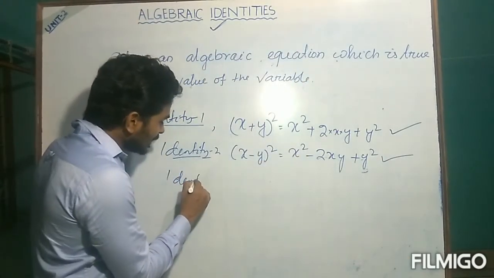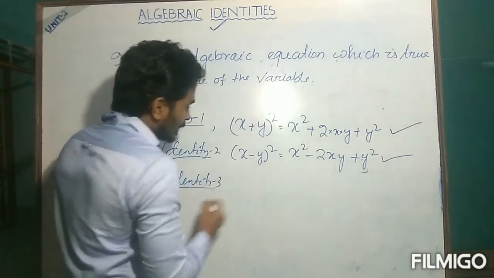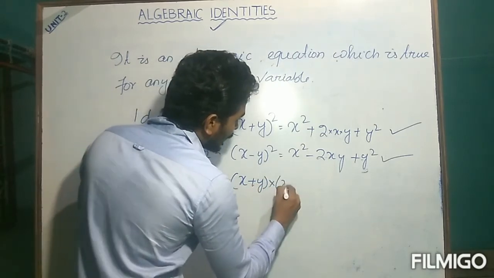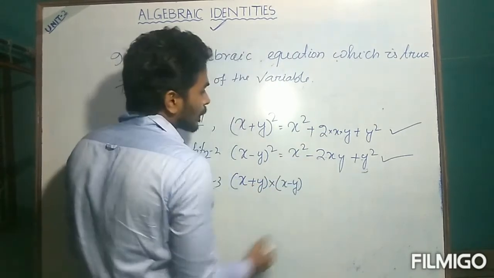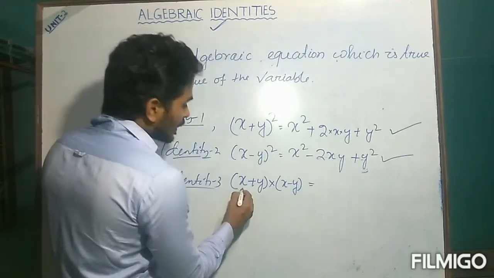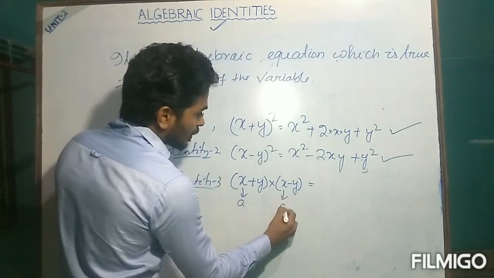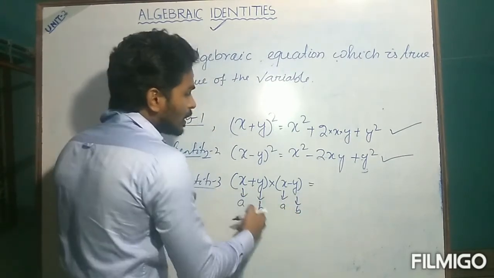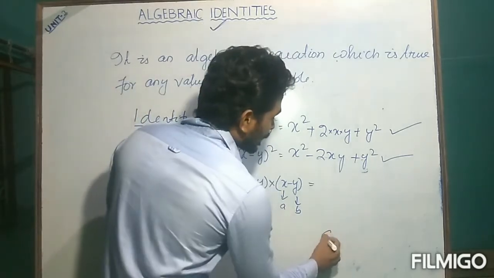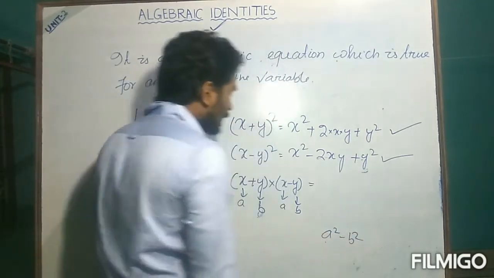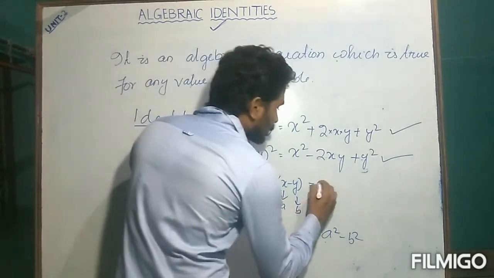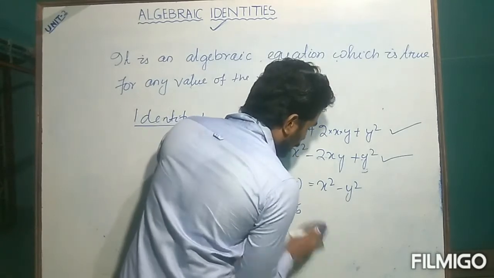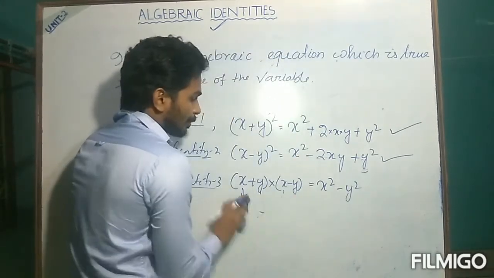And identity 3 is (x plus y) into (x minus y) is equal to, here x means a and y means b. So (a plus b) into (a minus b) is a square minus b square. In the place of a you can substitute x. So x square minus y square. Okay. You are already acquainted with this formula.